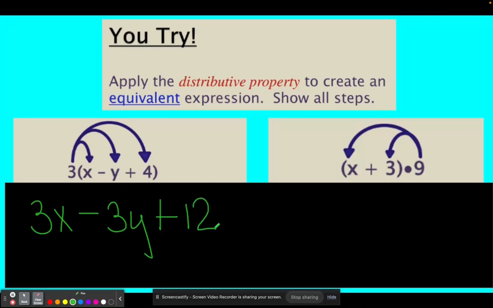Can I go any further? Are any of these like terms? I have an X, I have a Y, and I have a constant. So I'm done. I can't go any further.